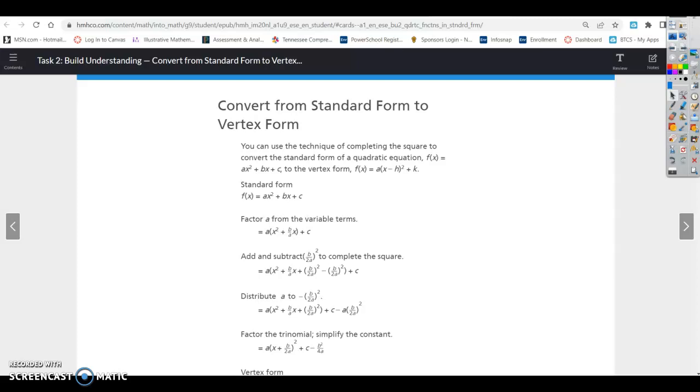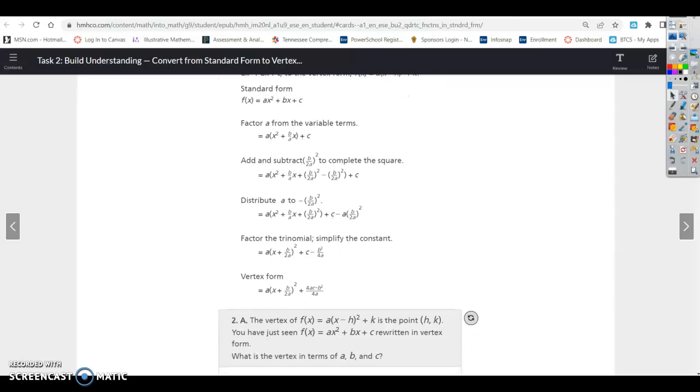Lesson 19.2 Task 2. Convert from standard form to vertex form. You can use the techniques of completing the square to convert the standard form of a quadratic equation f of x equals ax squared plus bx plus c to the vertex form f of x equals a times x minus h squared plus k.